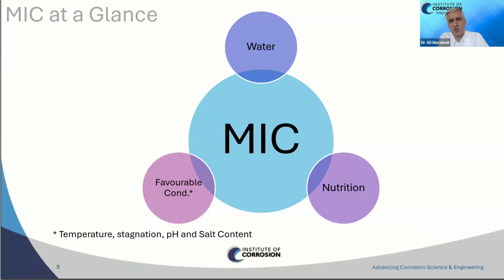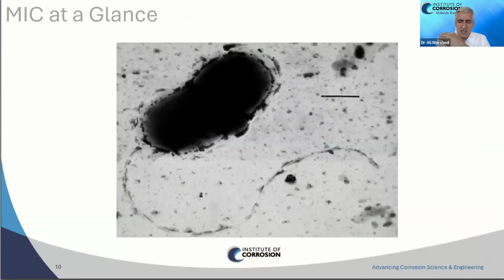So to recap, in order to have MIC in our systems, we have to have water, we have to have nutrition, and we have to have favorable conditions for the bacteria. And by favorable conditions, I mean the right temperature, stagnation, pH, and salt content, as not all the bacteria can function and stay active in unfavorable temperature, pH, or salt contents. Needless to say, stagnation is extremely important. This is the factor which helps the planktonic bacteria to become sessile bacteria.